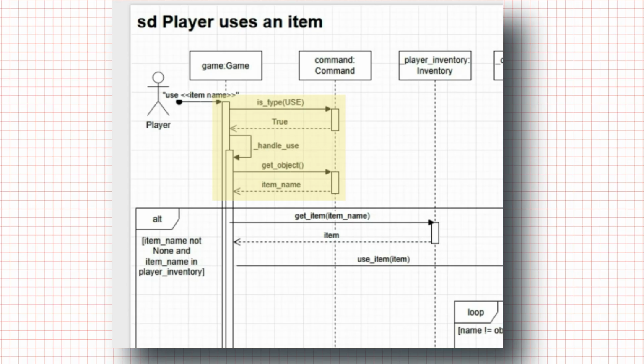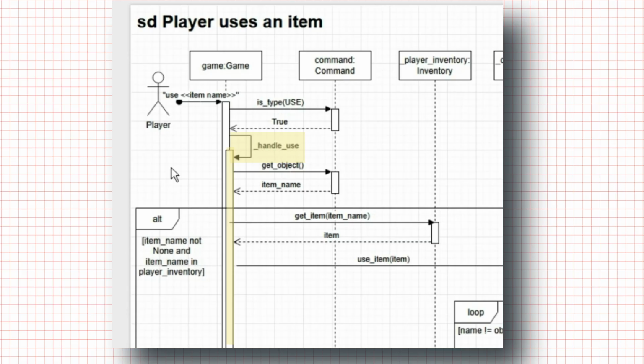But I have something here I didn't show before, and that's the game object sending itself a message. Now, I don't think it's important to show this in this diagram because this is really an implementation detail. The game object is sending itself the handleUse message, which is a private message and only exists to simplify the game loop. But sometimes it is important to show a self call. So this is how you do it.